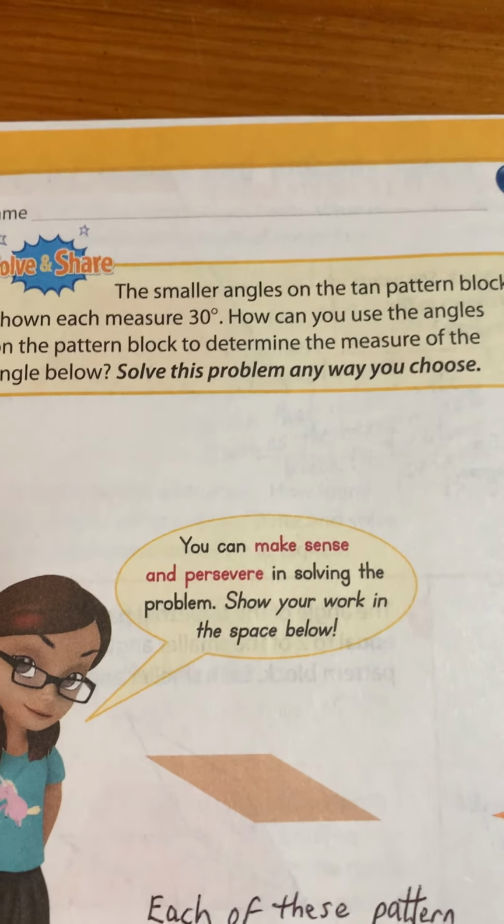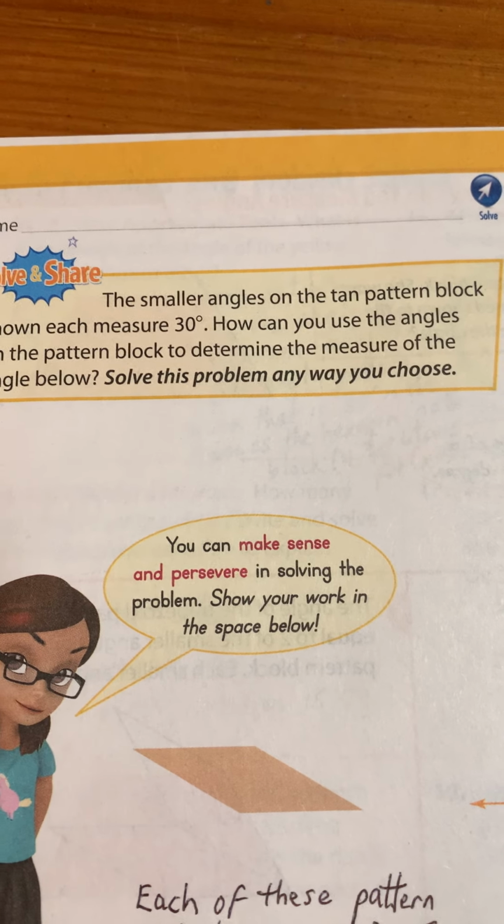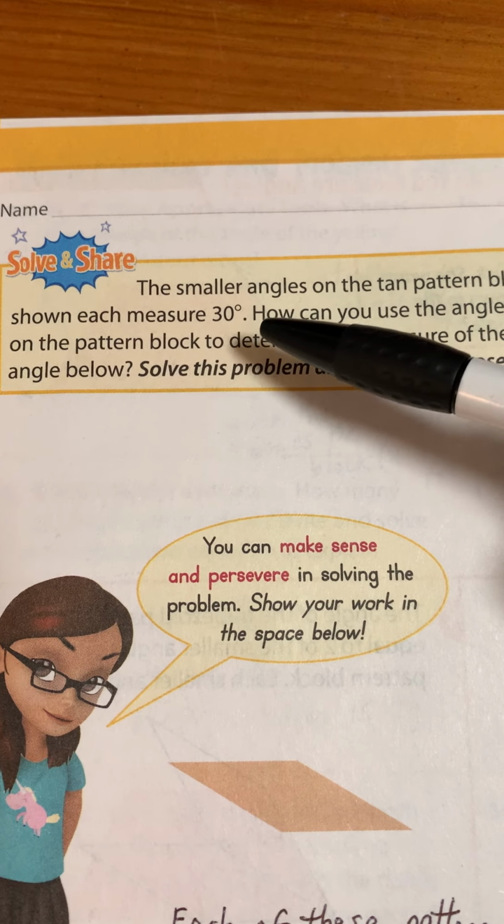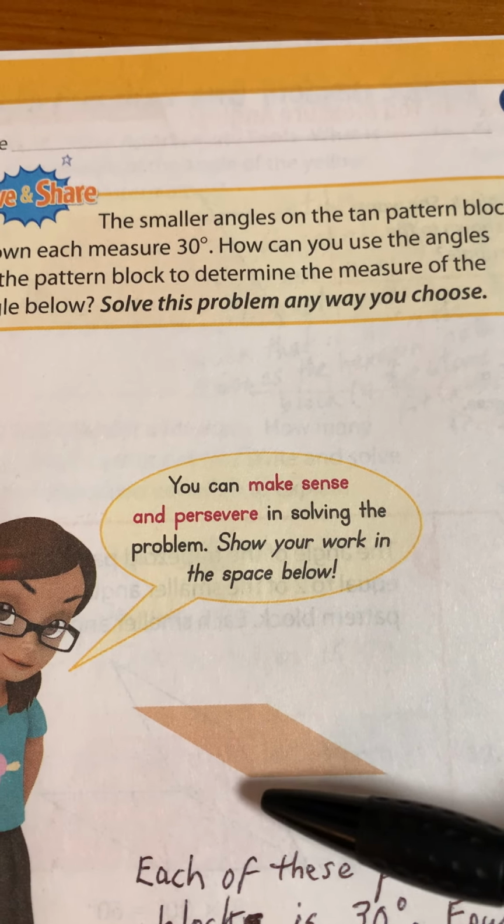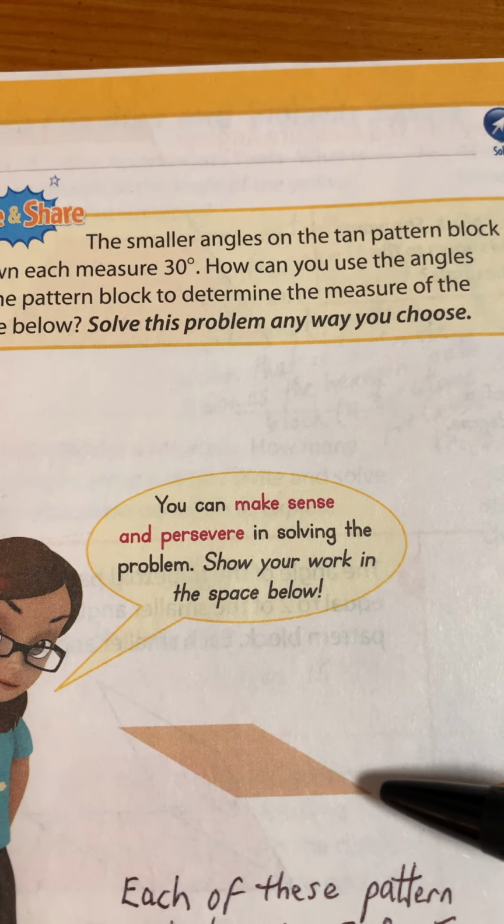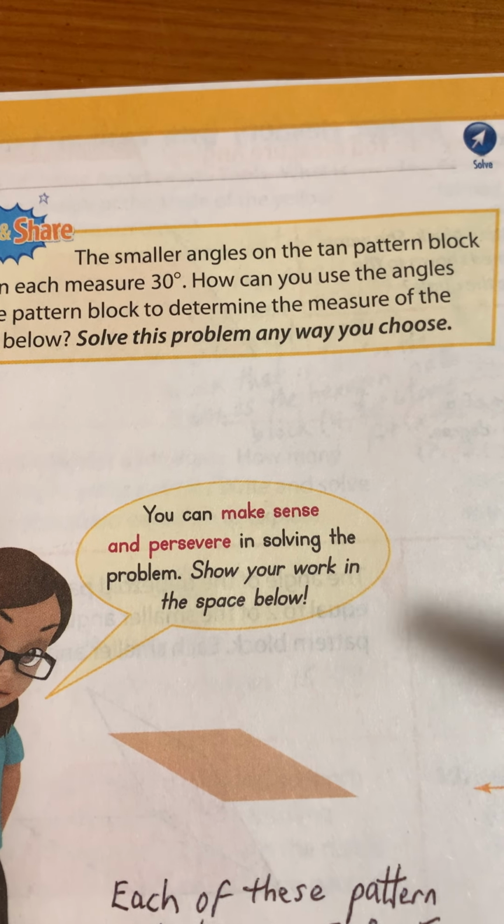Okay, so this says the smaller angles on a tan pattern block, which is this, shown each measure 30 degrees. So if you look at the smaller angles, this is not a smaller angle, that's obtuse. That's a smaller angle. So right here, that's acute. So that's a smaller angle. That's 30 degrees right there.